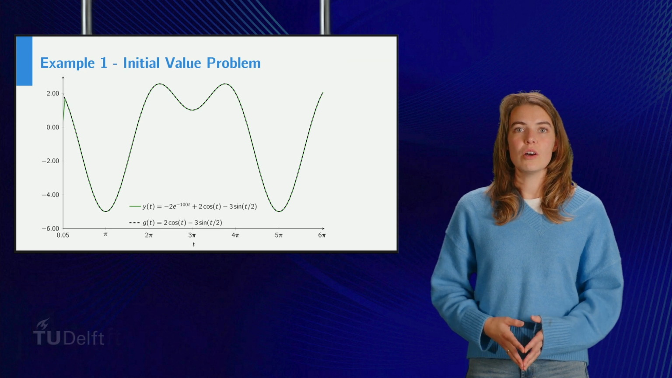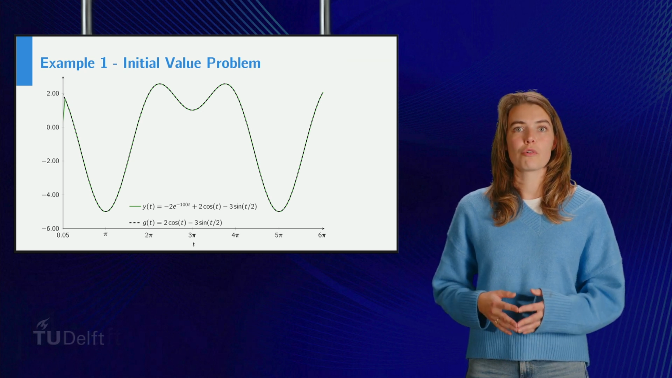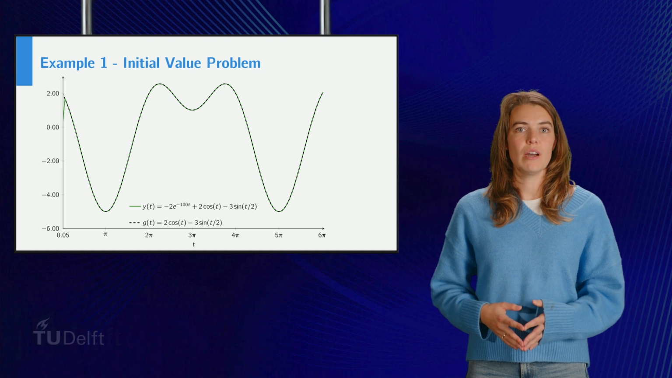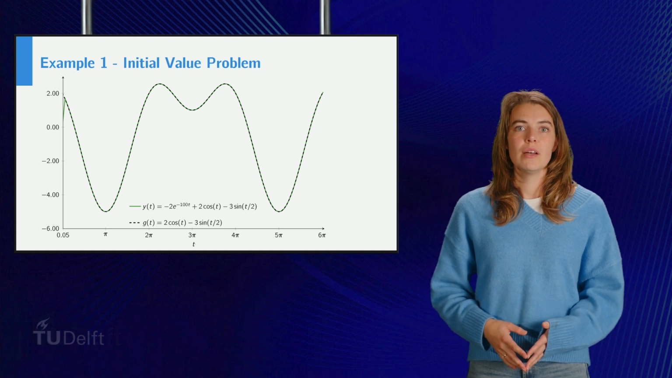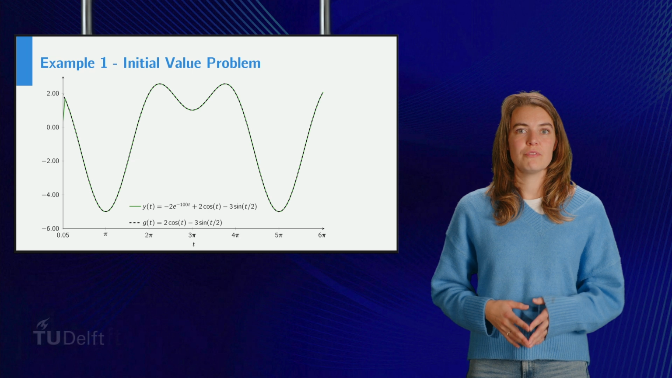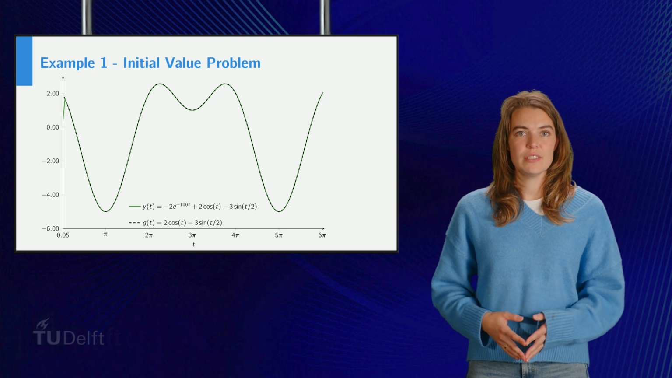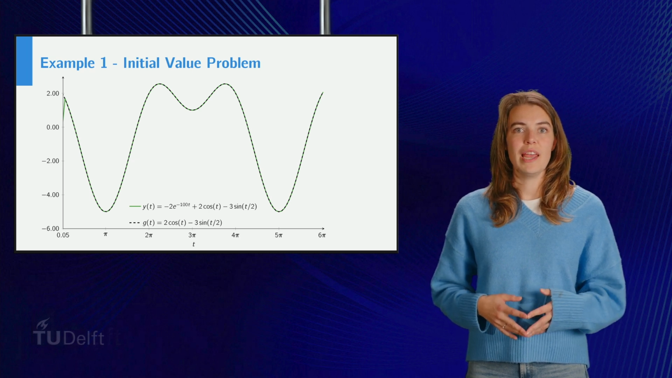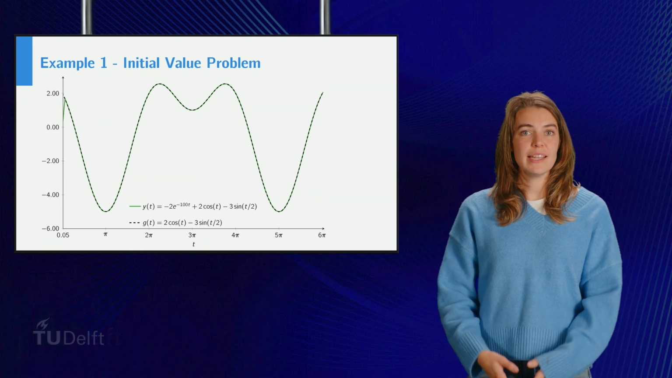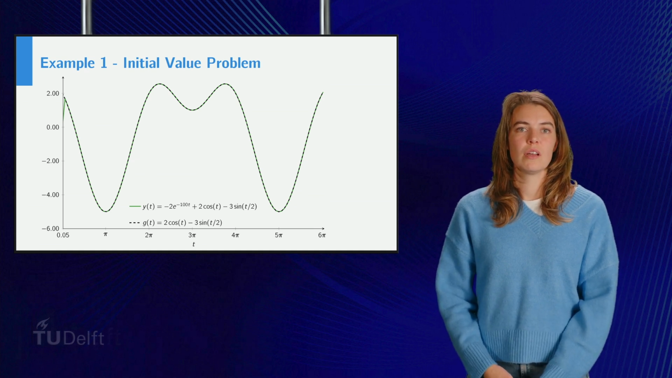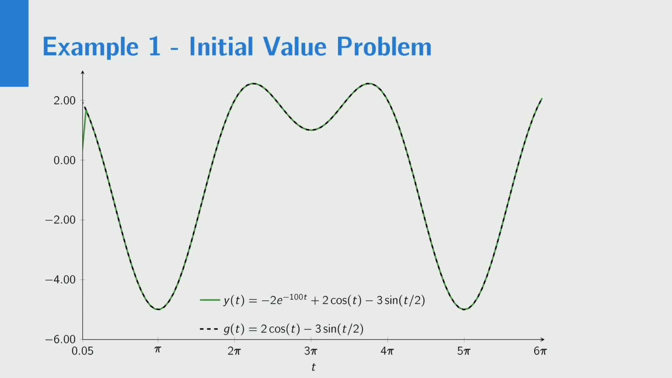Now we will take a closer look at the rest of the graph, from a small t until t up to 6 pi. We see that the exponential term vanishes as t increases, such that the graph starts behaving like the remaining cosine and sine parts. On the slide you see the exact solution y of t and the graph of g of t without the exponential term. It is clear that these graphs are also very similar.